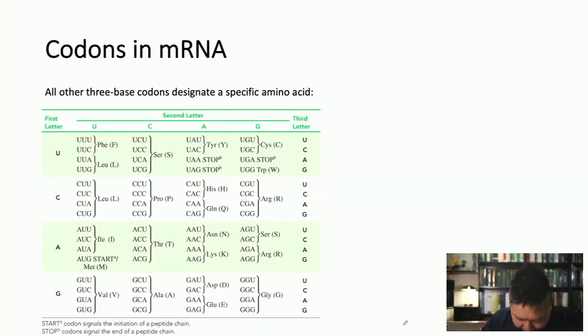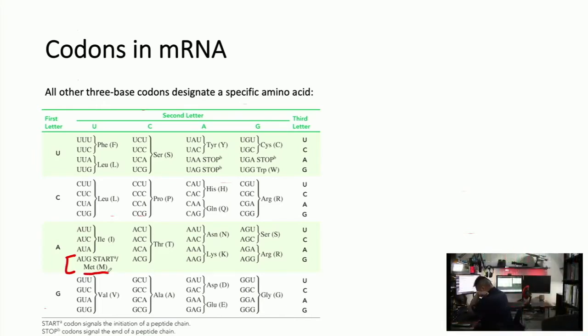If you remember, let's see if we can find the start codon right here. There's the start codon right there. Remember I said that a long time ago, you get extra points if you remember this. A long time ago I said a methionine is a start codon. Well, there it is. AUG, the start codon, actually codes for methionine.